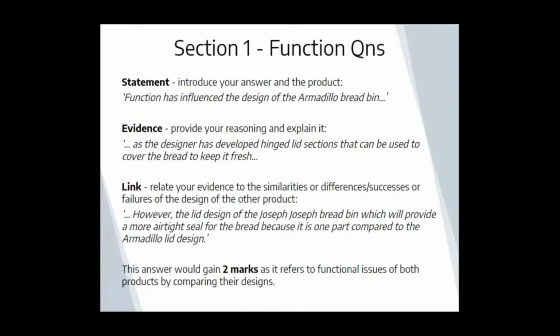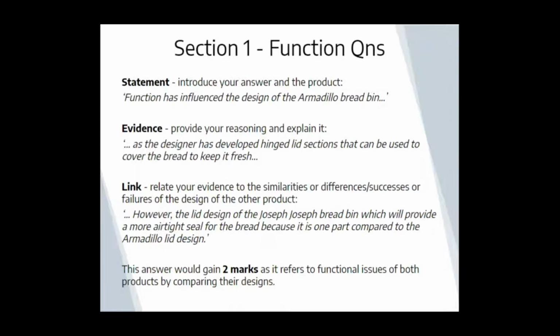So using the statement, evidence, link structure again, firstly introduce your answer and the product. So function has influenced the design of the armadillo bread bin. Your evidence now, providing your reasoning and explaining it: because the designer has developed hinged lid sections that can be used to cover the bread to keep it fresh. So that's you mentioning the functional aspect of the design here. Then you're going to link it and relate your evidence to the similarities or differences, or sometimes even the successes or failures of the design of the other product.